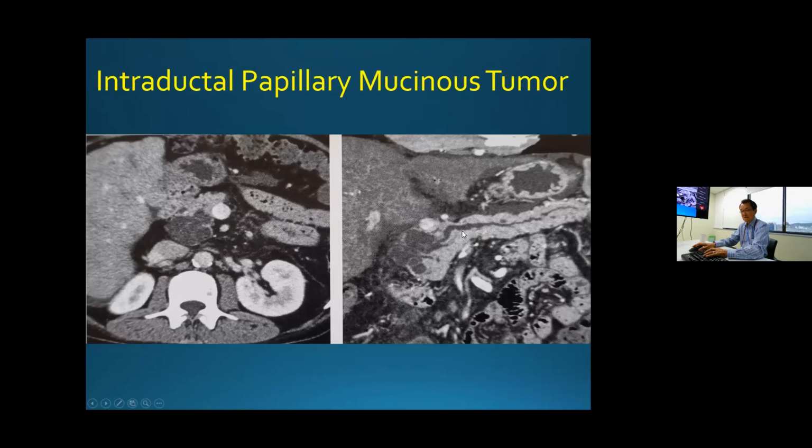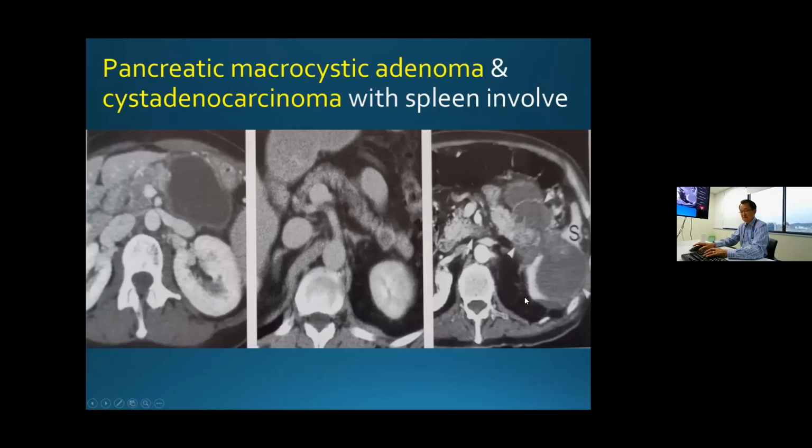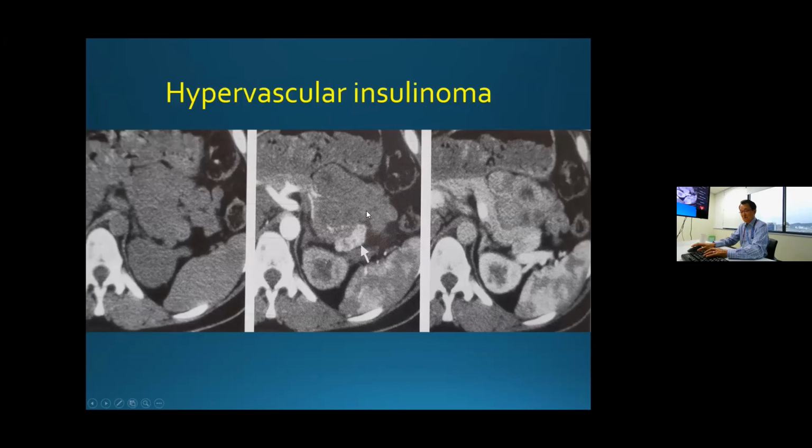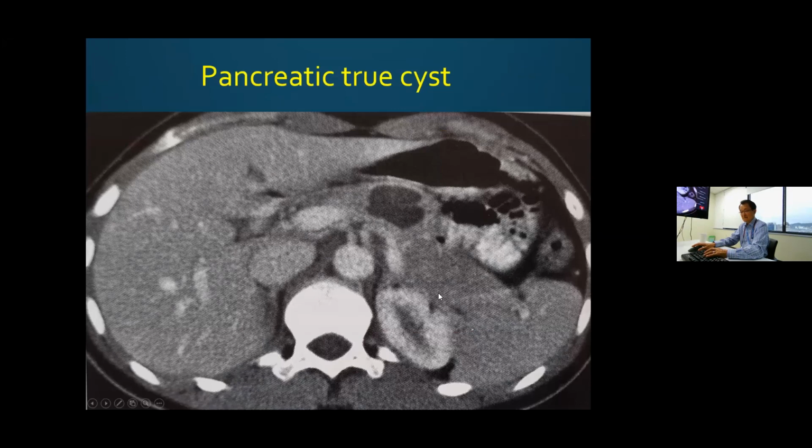Again, this tumor, but it could be a benign mucinous tumor. It's not necessary. And then cyst adenoma or cyst, many different things. And cyst adenoma involving even the spleen is all here. This is a body, tail tumor. Insulinoma looks like also a very bad tumor. It's a mess here. So it's a cyst here.